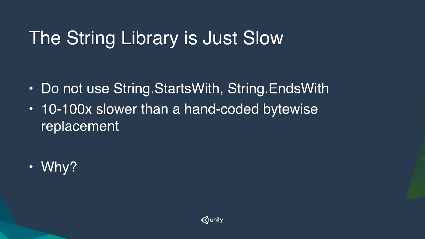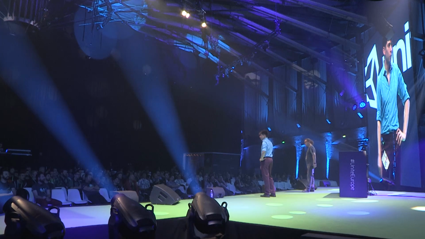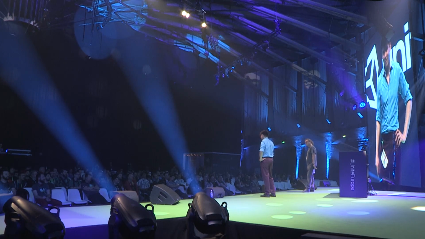Aha, you say. I'm going to use the ordinal comparison. I'm just going to compare the bytes. Yeah, that's still 10 times slower than it should be. If you write your own replacement 10 times faster, please do this. Why, though? It seems strange, right? Well, in order to explain this, we actually have to go a little bit deeper into how C# actually works.